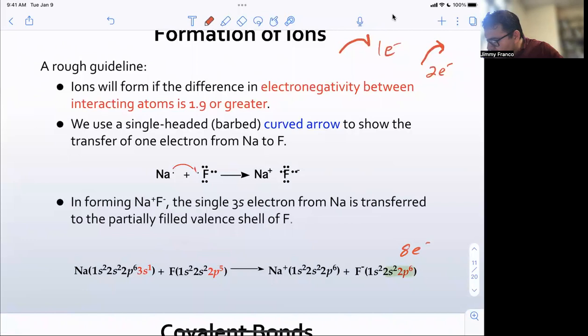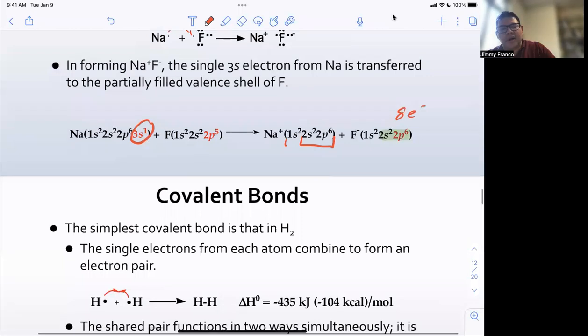And over here, we actually lose this 3s, and what we get is a filled valence shell of the previous one. So this helps us keep those valence electrons in a complete octet. It's trying to look like a noble gas. Whether it's filling the orbital that it has, or it has to go back a shell, that's fine too. We just want a completely filled outer shell. So that was ionic bonds.